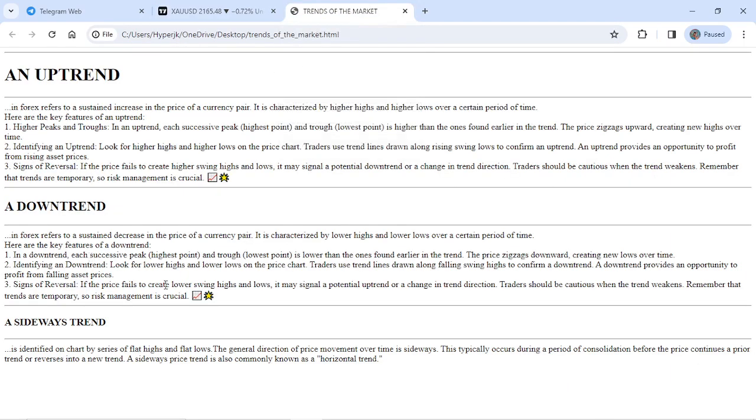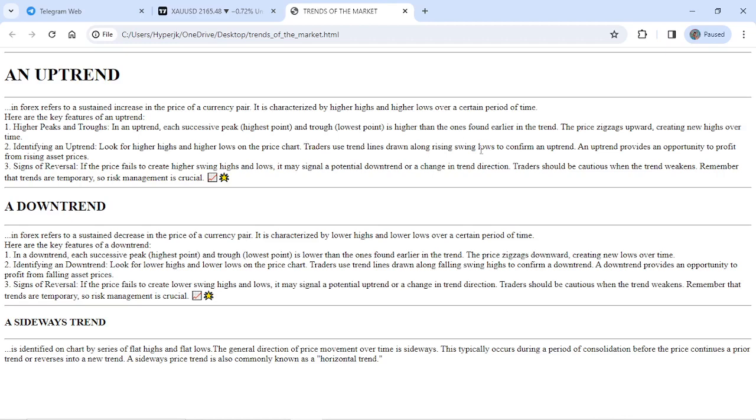Now, once you want to use trend lines to identify an uptrend, the lesson says that you are going to use trend lines to draw along rising swing lows. Look at it right here. Traders use trend lines drawn along rising swing lows to confirm an uptrend.